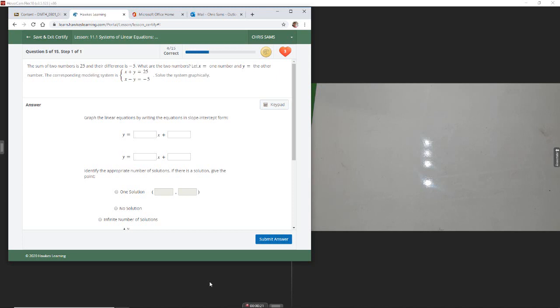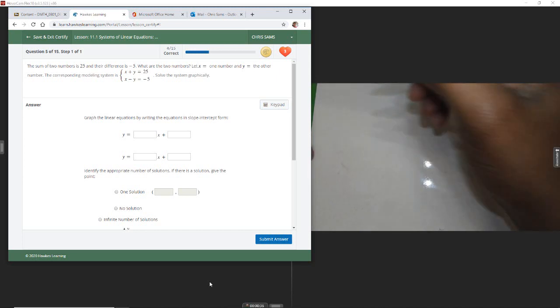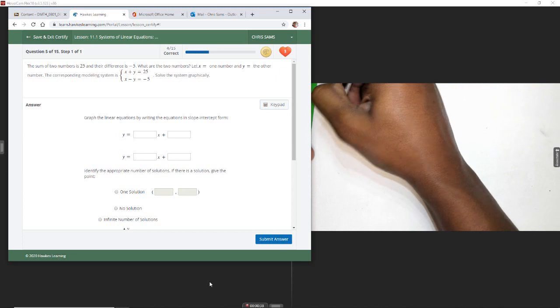Let x be one number and y be the other number. And then they give you the equations already. So eventually it's going to come to the point where you're going to have to come up with these on your own. But we're giving them this time, and we just need to solve, put them in slope-intercept form.